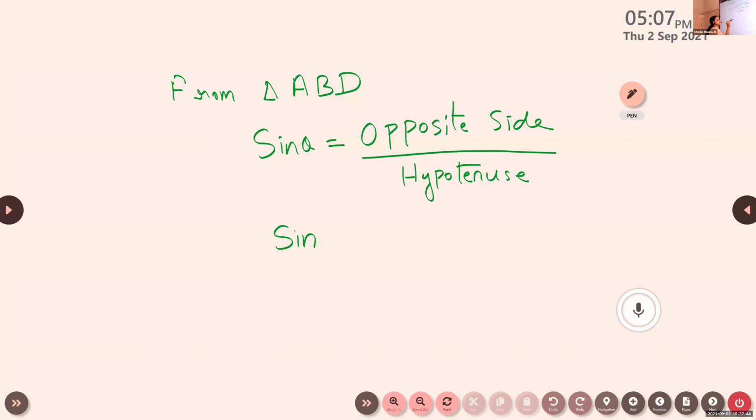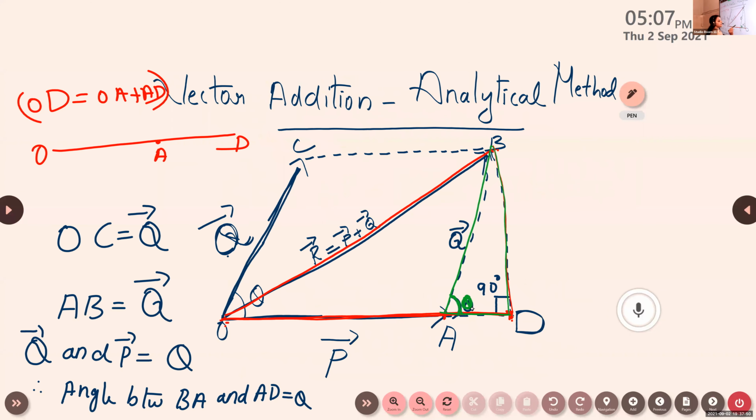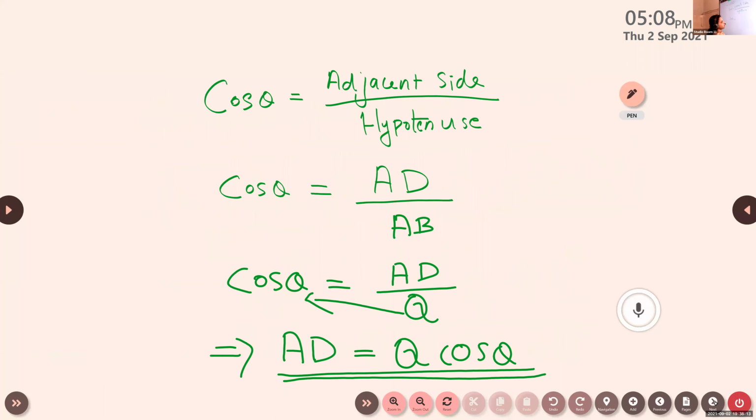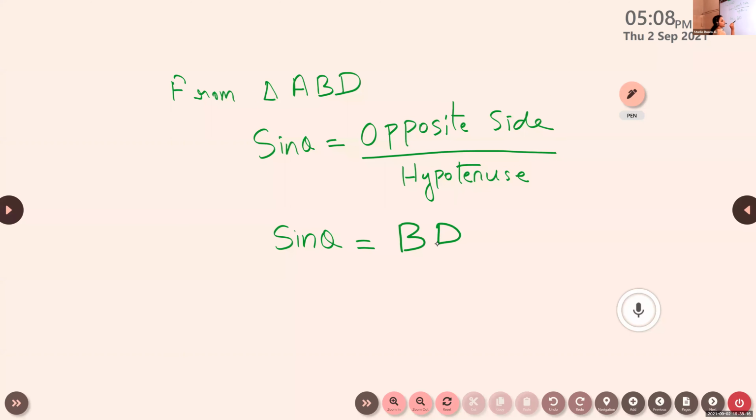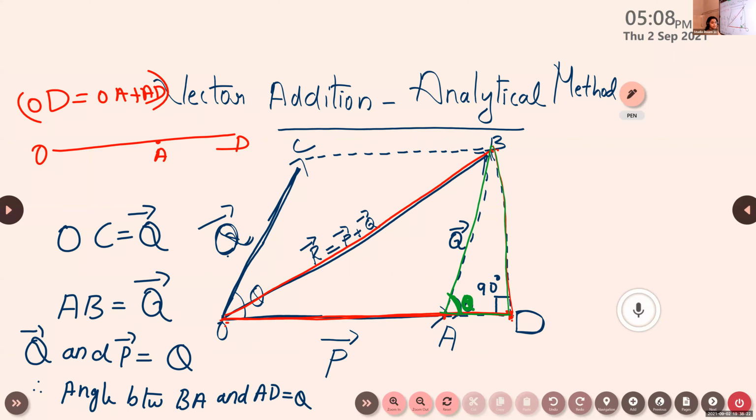Or we can write sin theta is equal to, again from the figure, what about our opposite side? Sin theta is opposite side by hypotenuse. What is the opposite side here? The opposite side of this theta is BD. So it becomes BD divided by the hypotenuse. What is the hypotenuse? AB, the same. Hypotenuse is AB.